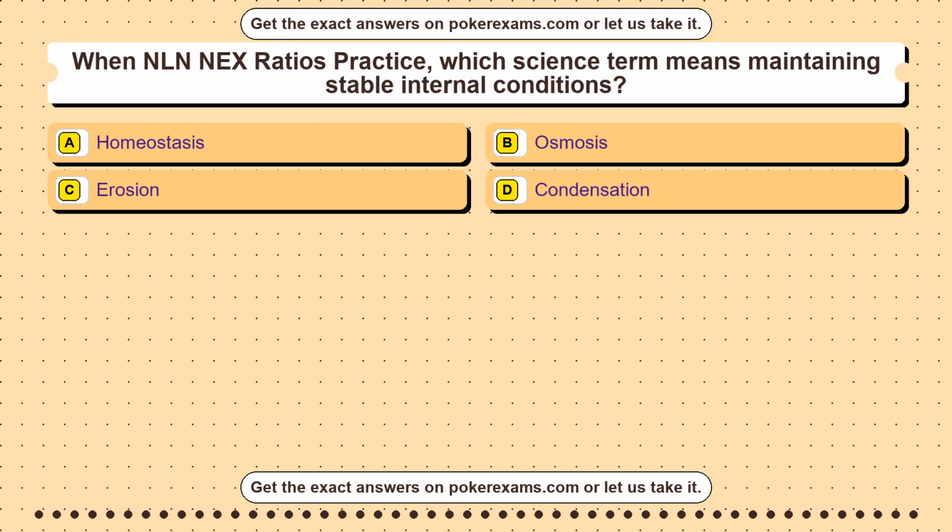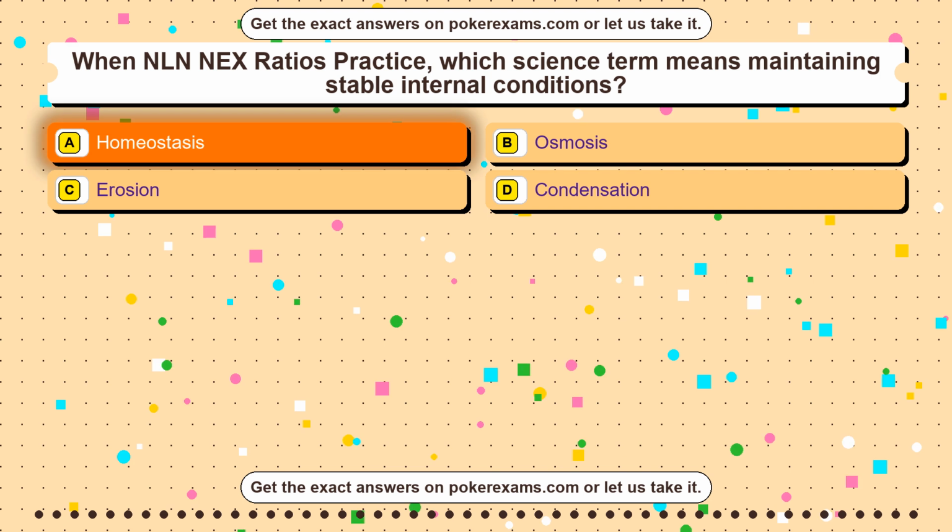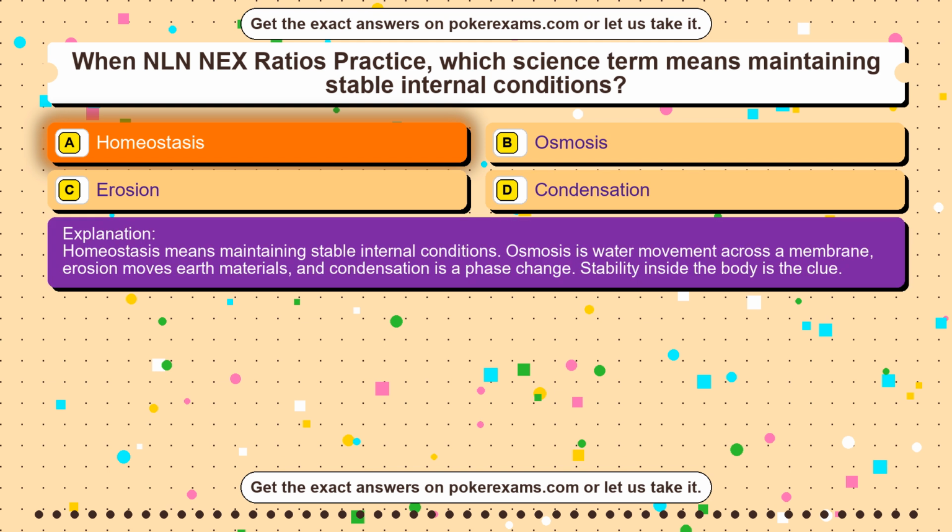Question 9. When NLN NEX Ratios Practice, which science term means maintaining stable internal conditions? Option A, homeostasis. Option B, osmosis. Option C, erosion. Option D, condensation. The correct answer is option A, homeostasis. Homeostasis means maintaining stable internal conditions. Osmosis is water movement across a membrane, erosion moves earth materials, and condensation is a phase change. Stability inside the body is the clue.